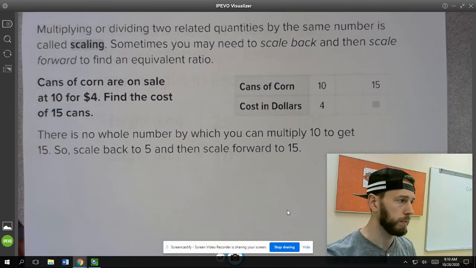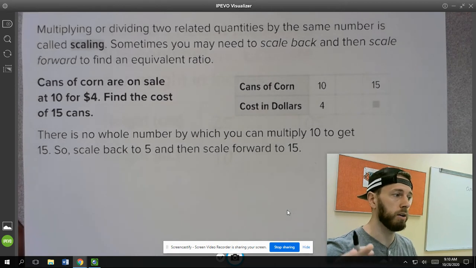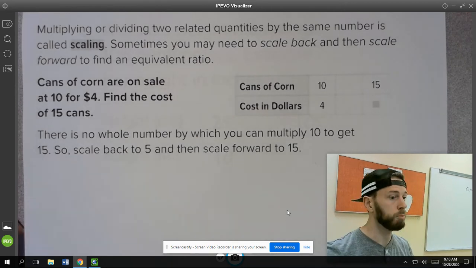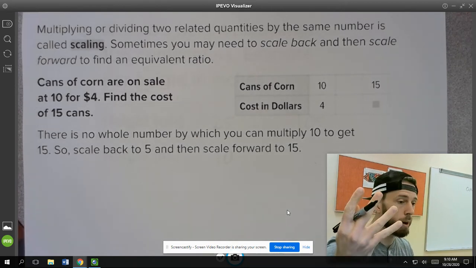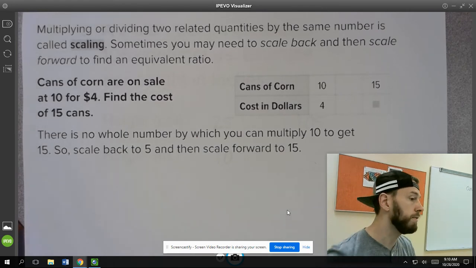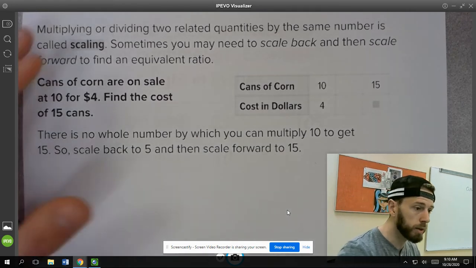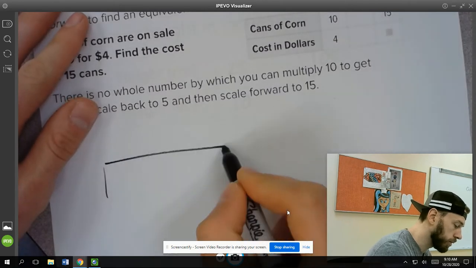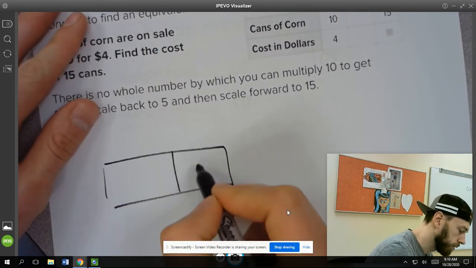Okay, here's the problem. Cans of corn are on sale at 10 for $4. You can buy 10 cans of corn for $4. Find the cost of 15 cans. Well, normally what we would do is we would set up our ratio table like this.